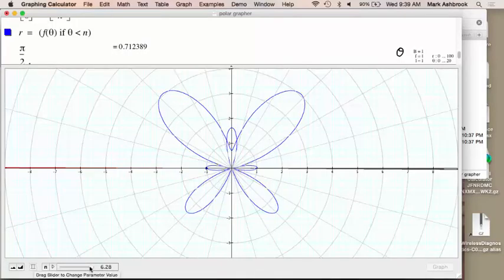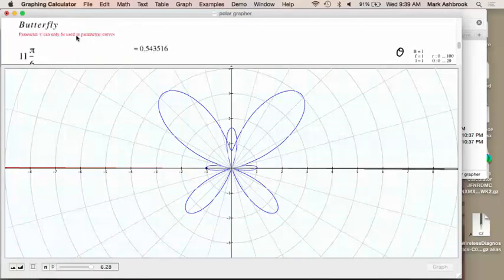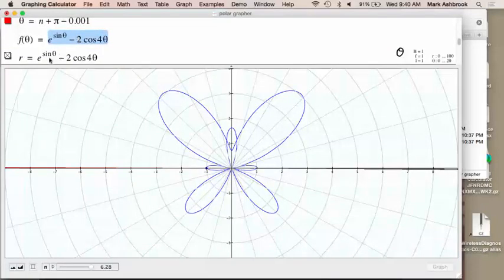So this was theta changing from 0 to 2 pi, and then all the values of r associated with all those values of theta. And that was this function right here, e to the sine theta minus 2 cosine 4 theta. It results in that graph.